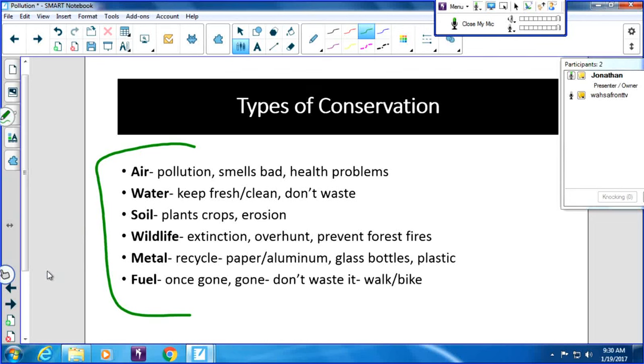Water, again, a necessity of life. We must keep it fresh, keep it clean, and not waste water. Again, we don't have an unlimited source of water. It can be gone at some point, but we do have lots of it. But we must keep it clean, keep it fresh, because we pretty much use it every day.